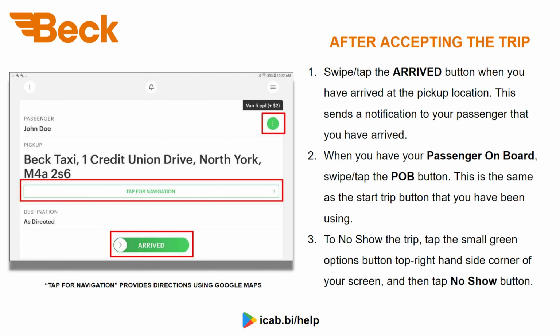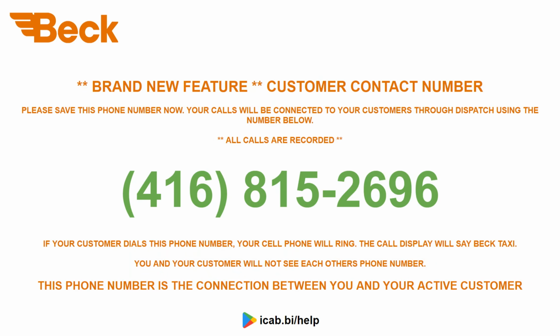the no-show button. The driver app has a brand new feature called the customer contact number. Please save this phone number now. Your calls will be connected to your customers through dispatch, using the number below. All calls are recorded. If your customer dials this phone number, your cell phone will ring. The call display will say Beck Taxi. You and your customer will not see each other's phone number. This phone number is the connection between you and your active customer.